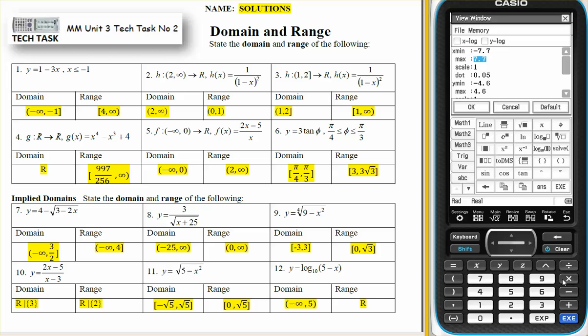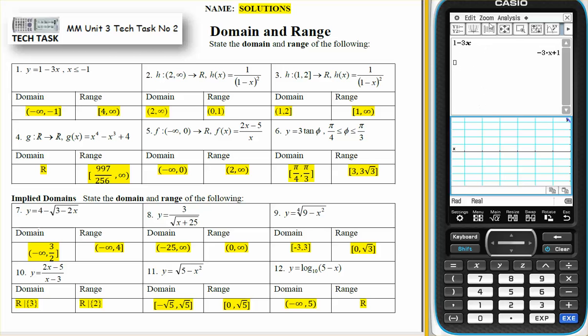So the maximum is -1. And I might use -7.7. It doesn't matter what I use. I could go -6, -10, -20. I need to see a pattern of what's happening. And if I go zoom auto, it will then automatically change the y-axis. So this graph is continuing like this forever in this direction. So the largest y value will be infinity, and the smallest y value will be down here.